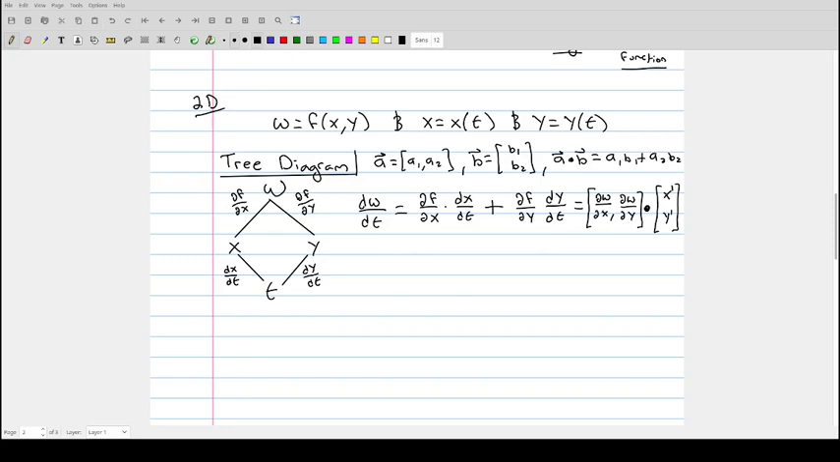But this vector isn't just any old vector. It's a very special vector. What we've shown is that dw dt is the gradient vector, or this is the gradient vector, and it's the vector dot product with this x prime, y prime, which is sometimes called the velocity vector along a given curve.